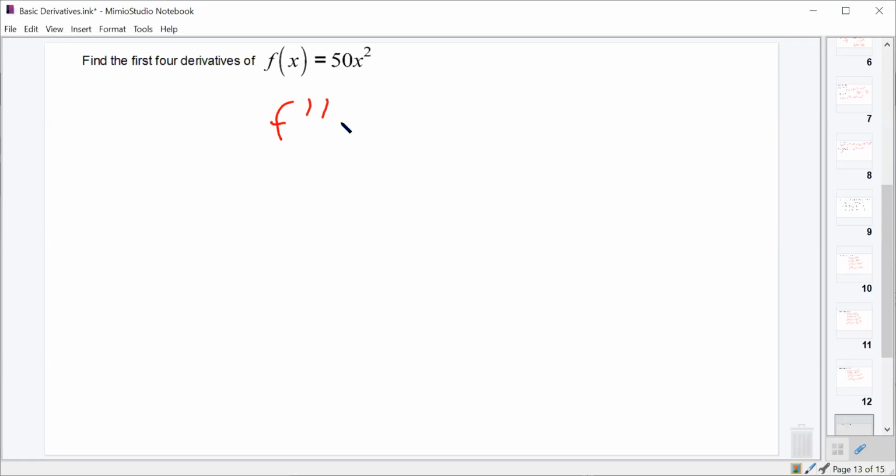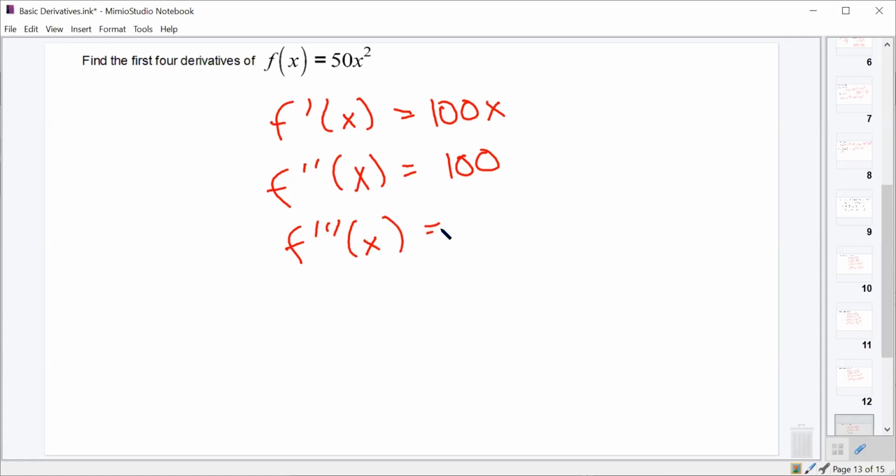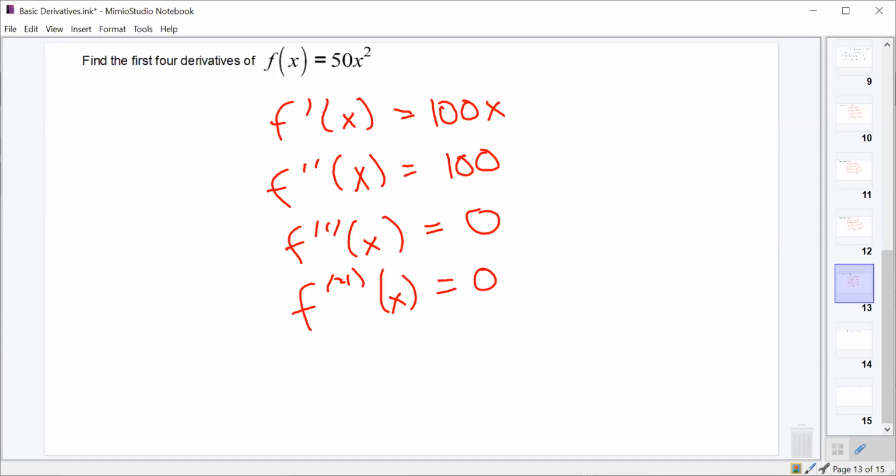These ones should be pretty easy, I think. F prime should be what? 100x. F double prime should be just 100. F triple prime should be 0, because the derivative of a constant is 0. And our fourth derivative should also be 0, because the derivative of a constant is still 0, right? And the fifth derivative and the sixth, and all the way up to as far as we want to go, the 100th derivative of this should all just be 0. Everybody good there?